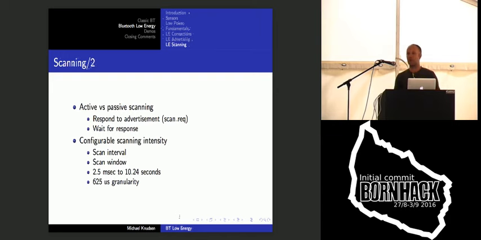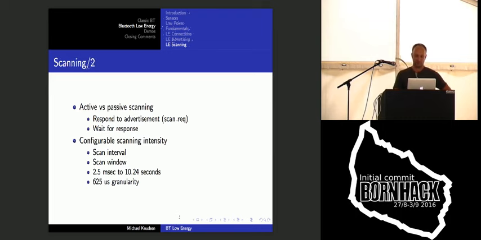And you can also configure the scanning intensity. When you set up scanning you have two properties: the scan interval and the scan window. The scan interval is from 2.5 milliseconds up to 10.24 seconds. So you can set up your scanner saying every 10.24 seconds, I would like to scan for a window of 2.5 milliseconds. Or you can say every 2.5 milliseconds, I want to scan for 2.5 milliseconds. So you basically get to decide how much time you would like to spend scanning, and ultimately this means how much power you would like to use. There's a granularity in scanning of 625 microseconds.